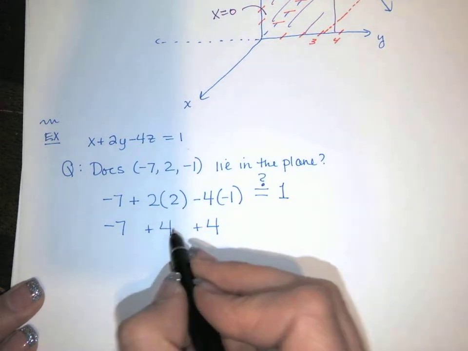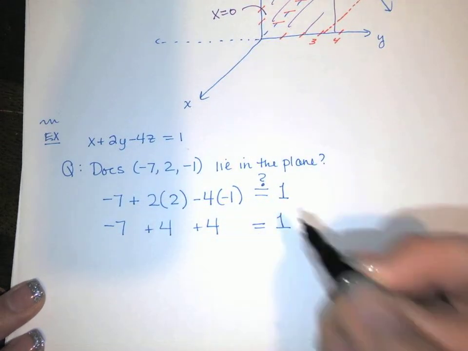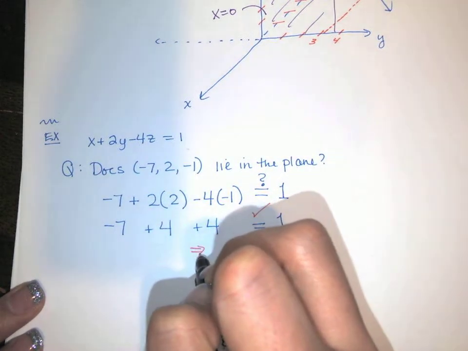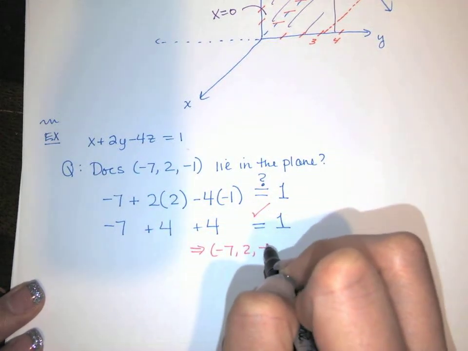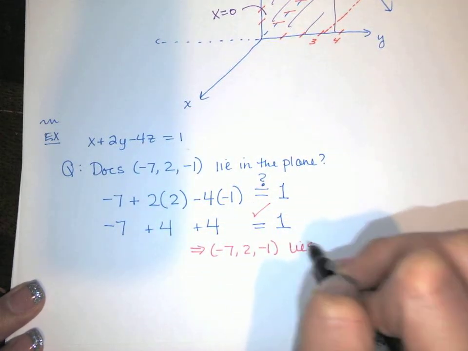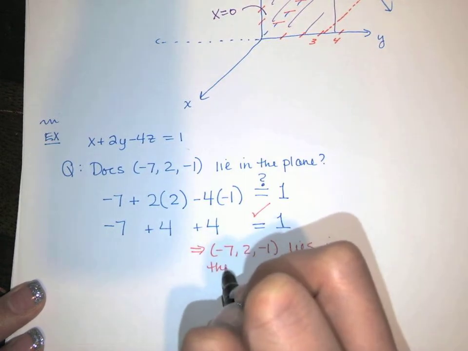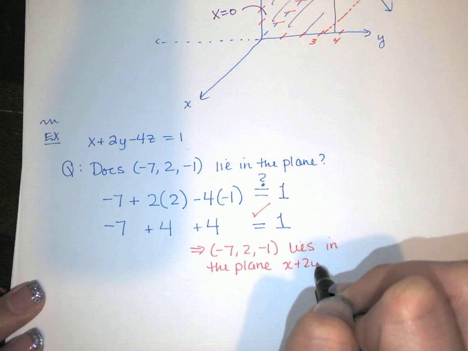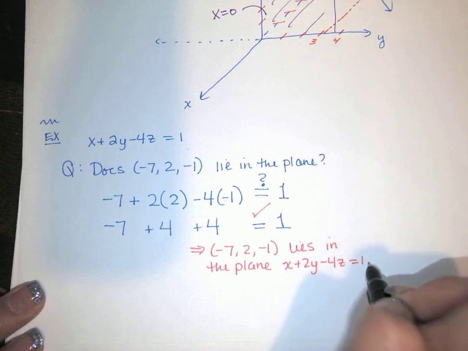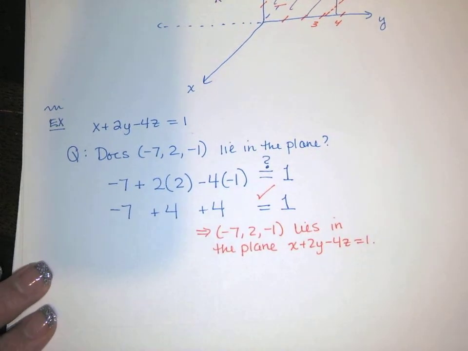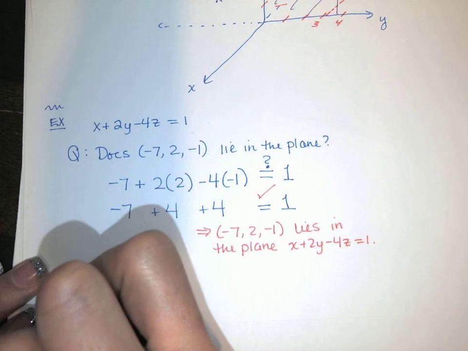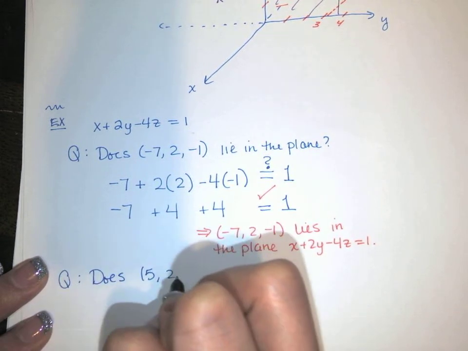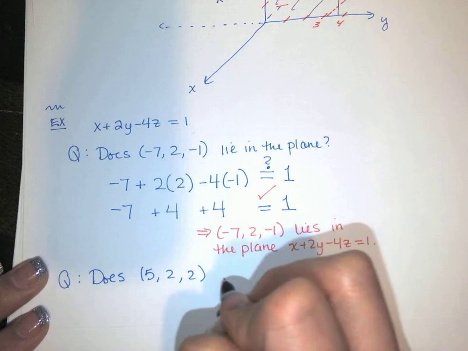We get negative 7 plus 4 plus 4. Is that equal to 1? I hope you said yes. So that means that point lies in the plane. It lies in the particular plane that we were given, x plus 2y minus 4z equals 1. And obviously, if we plug in a different point and we don't get 1, then that point does not lie in the plane.